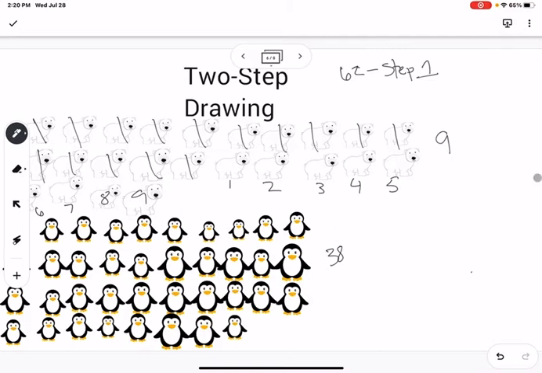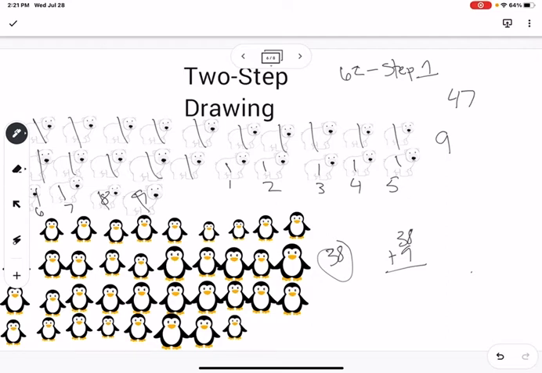So we could do our 38 plus 9 to find out our answer. Or we could just say, well, we know we have 38 penguins, and then we could count these 9. So we have 38, that'd be 39, 40, 41, 42, 43, 44, 45, 46, 47. So counting them gave us 47.